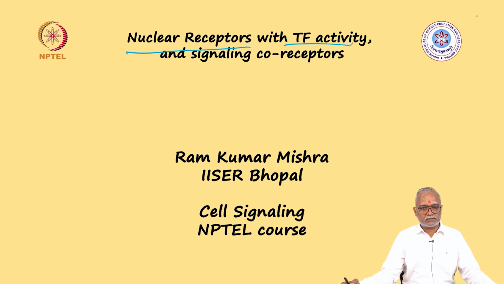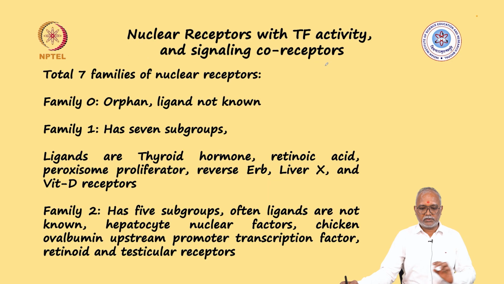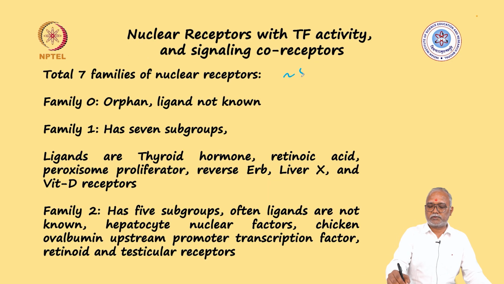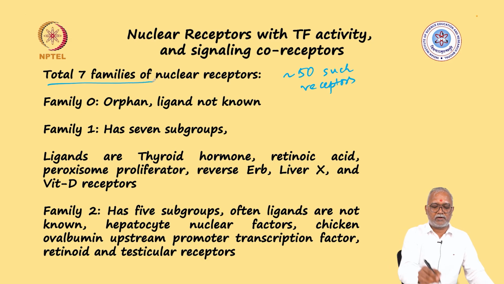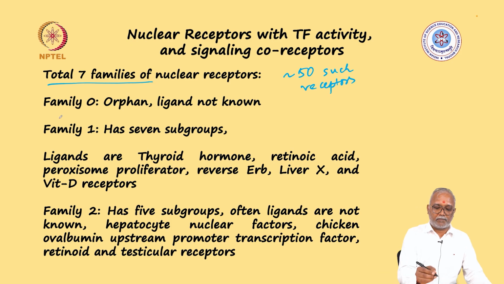We will discuss in today's class how these nuclear receptors work, as well as Wnt signaling aspects which are regulated by co-receptors present on the cell surface. So these nuclear receptors, there are almost 50 such receptors which have been classified into 7 families, and within each family there are subgroups.